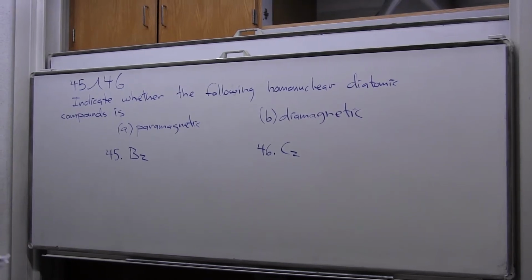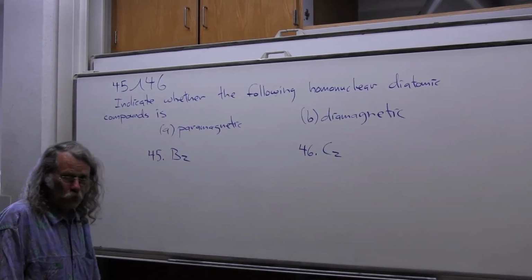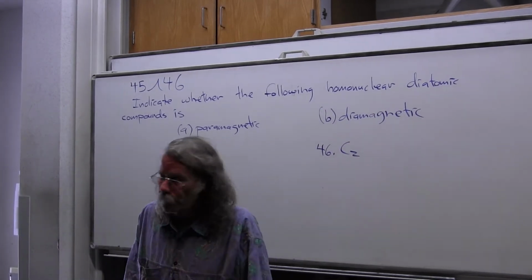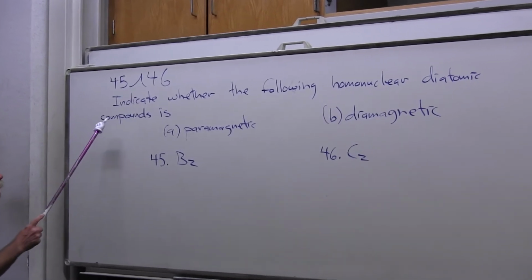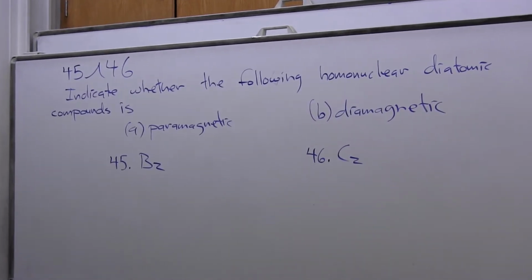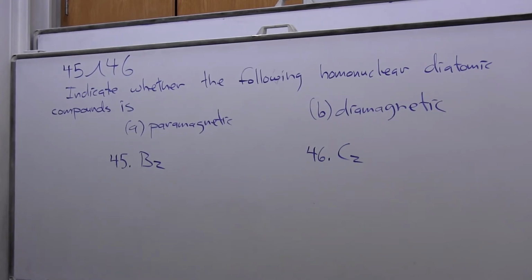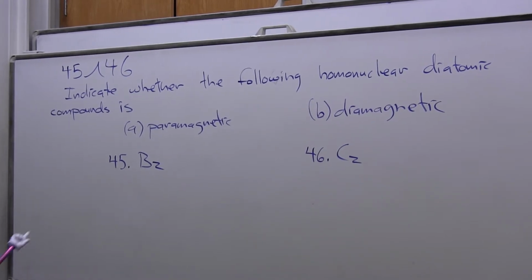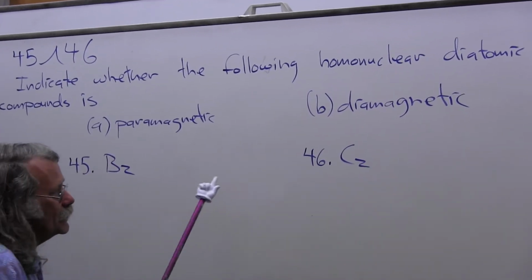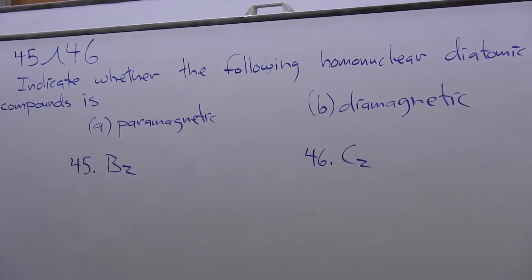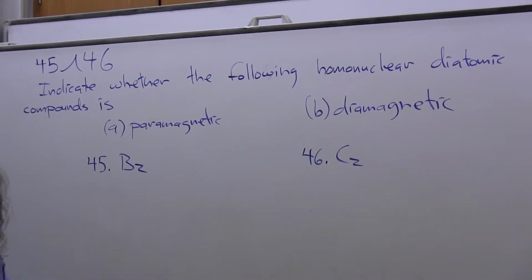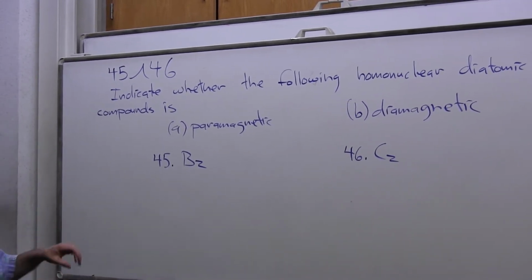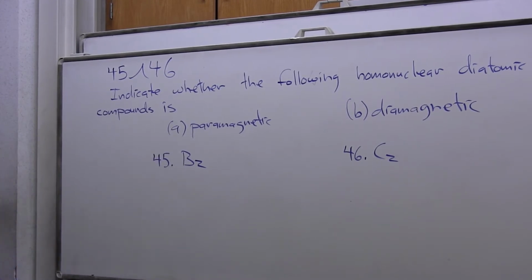Okay, this is problem 45 and 46 on practice midterm number 3. And the problems is to indicate whether the following homonuclear diatomic compound is A, paramagnetic, or B, diamagnetic. This is another one of those fill in the bubble on the Scantron. So you're going to need to do a lot of the work on scratch paper to understand the underlying reasons. But all you have to do is fill in the bubble at the end of the day.